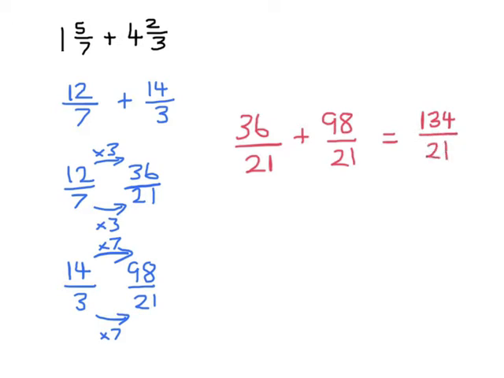Final thing to do is to reduce that into a mixed number, because we don't like to leave our answers as improper fractions. So how many 21s go into 134? Well, 6 times 21 is 126, so I can get 6 full ones in there, and there must be 8 left over. So 6 and 8 over 21. And I know that the 8 over 21 can't cancel, so we must be finished there.